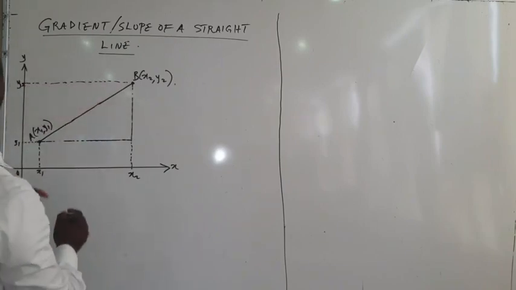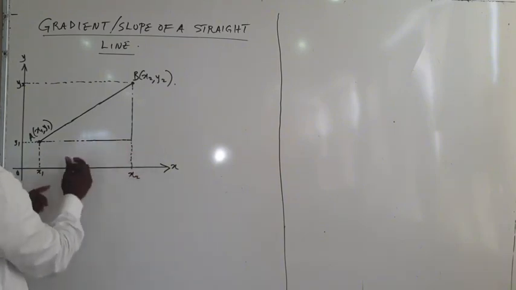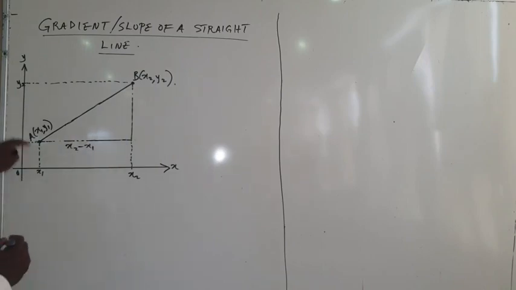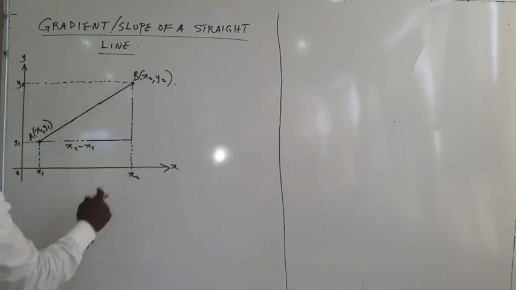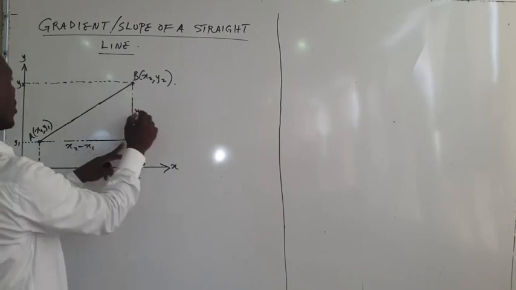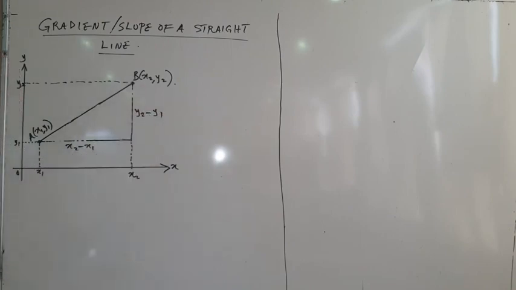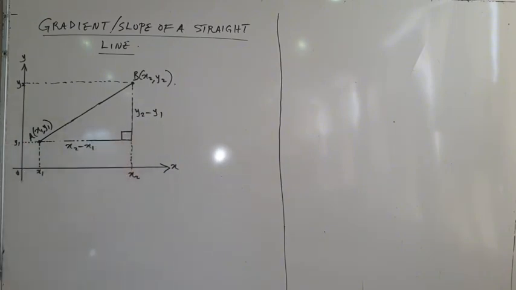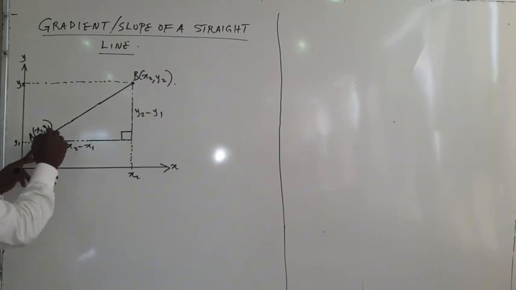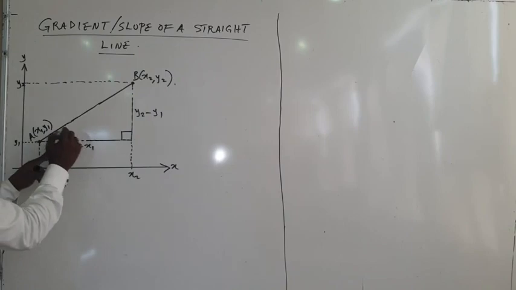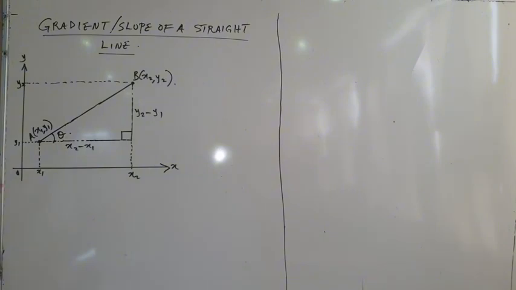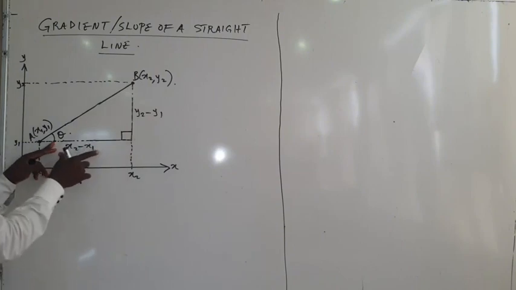Then the difference between x2 and x1 is x2 minus x1. The same thing goes for the distance along the vertical axis, which is y2 minus y1. To form a right angle triangle means we have an angle of 90 degrees here. Then we have an angle theta. To get this theta, we can use Pythagoras theorem or trigonometric ratio. We are using trigonometric ratio here, so tan theta equals opposite over adjacent.